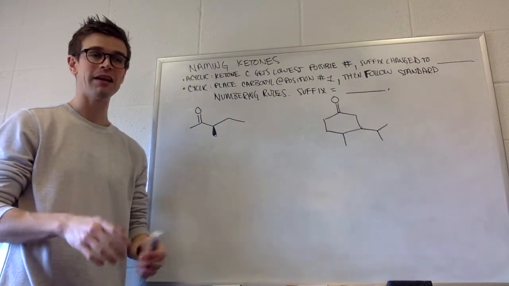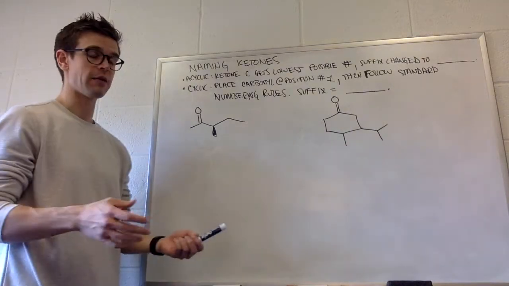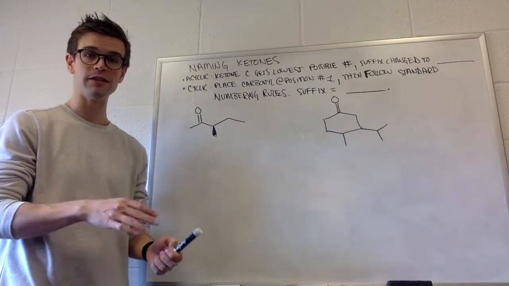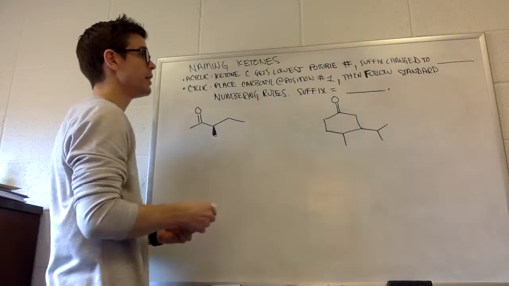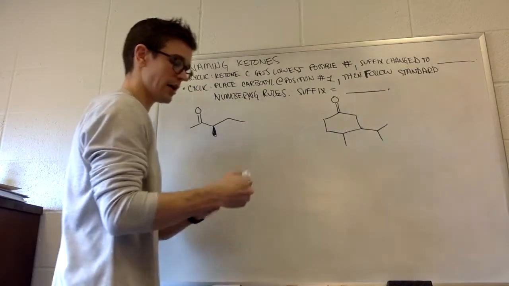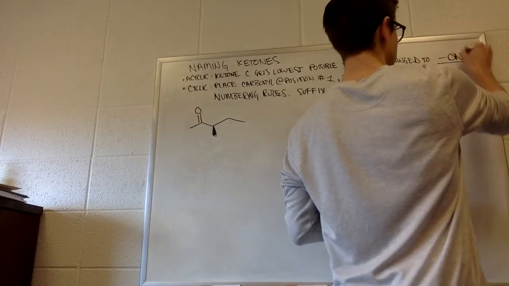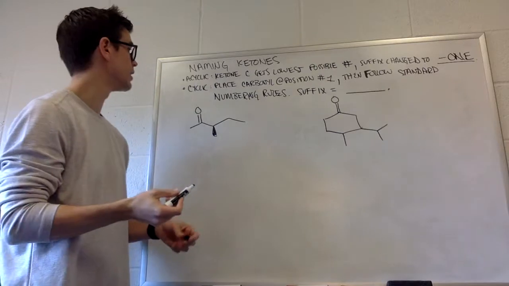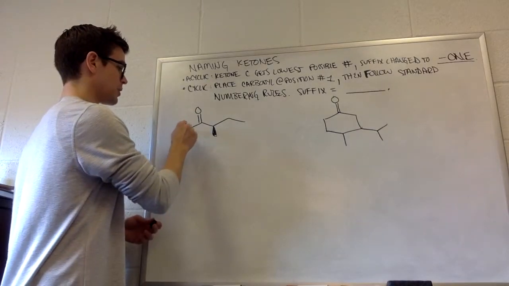This naming kind of resembles naming of alcohols. If we think about how we named alcohols, acyclic ones, we gave the alcohol the lowest number possible. That's what's going to happen with ketones. So the ketone carbon gets the lowest possible number, and the suffix is changed to -one, O-N-E. So with this ketone right here, the lowest possible number goes to the ketone.